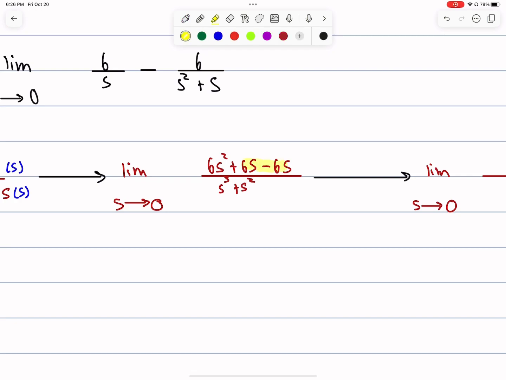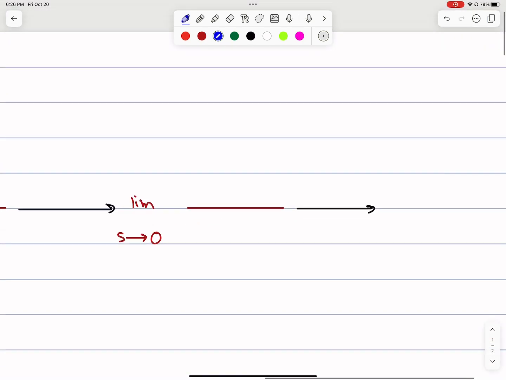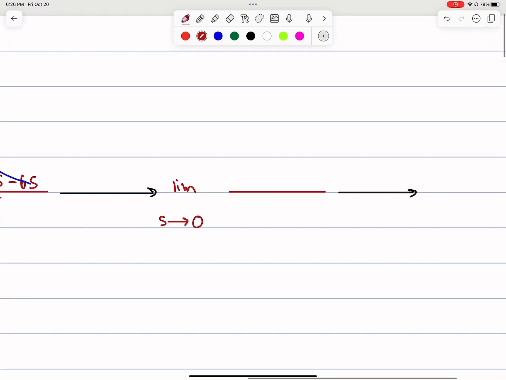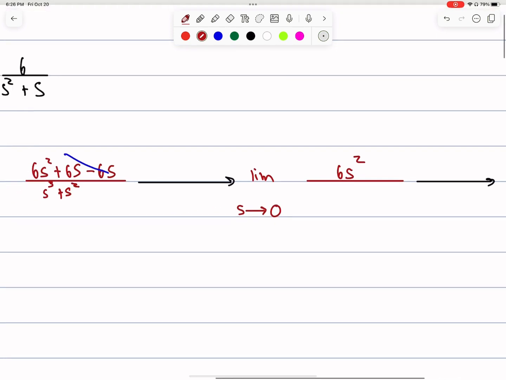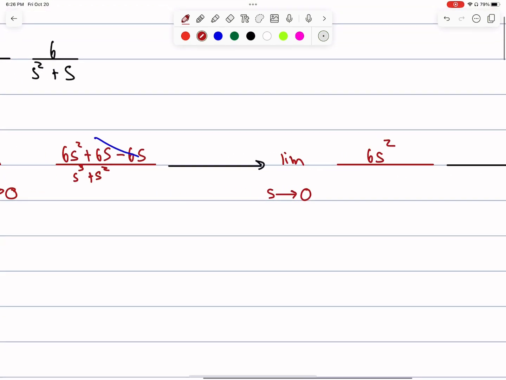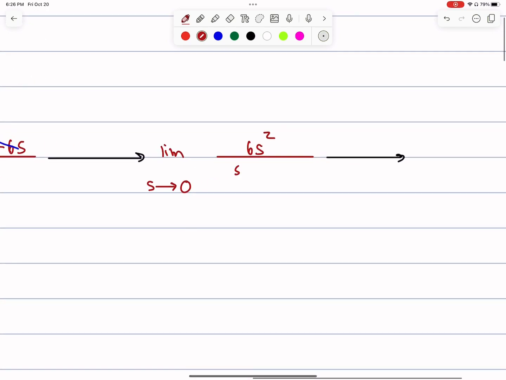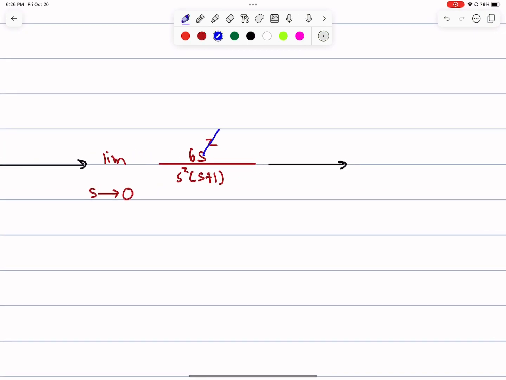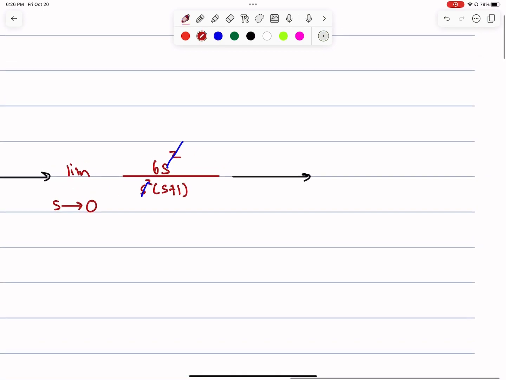Now, you can immediately tell that you can cancel out the 6s minus 6s. That's going to leave you with 0, of course. So you can cancel those out, and now you're left with just 6s squared on the top. And now on the bottom, since you want to get rid of that s squared at the top, you can factor out s squared. That's going to leave you with s squared, parentheses, s plus 1. And there you go. You can cancel out the s squareds, and that's going to leave you with 6 over s plus 1 as shown right here.